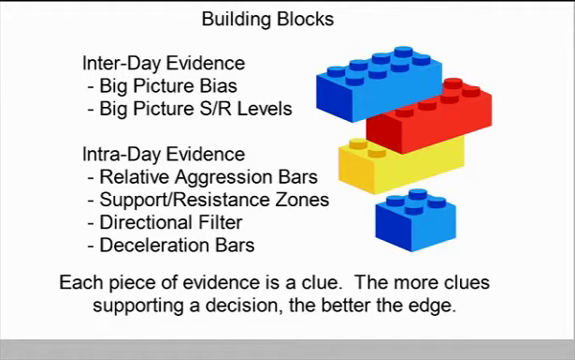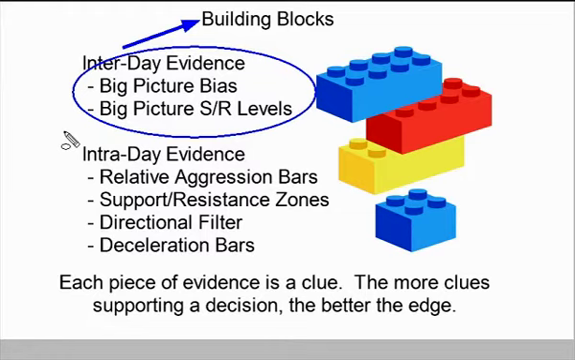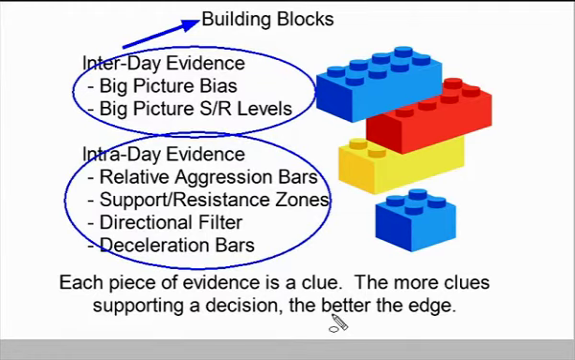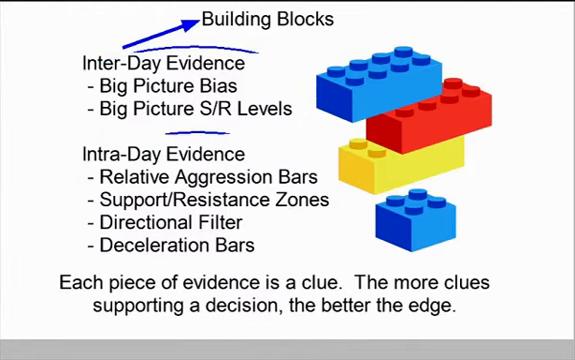in terms of the building block approach, and that we have various pieces of evidence. We have some bigger picture evidence pieces or components, and then some real-time intraday pieces of evidence. And basically the way this works is that you want to look at each of these components as clues or pieces of evidence, and the more clues that come together or are in confluence that support a decision, the better your edge.